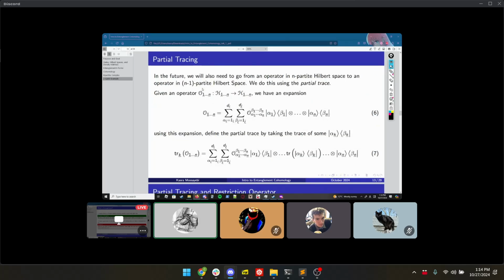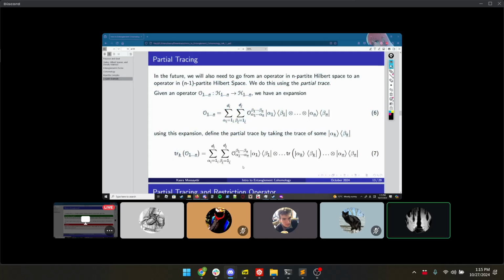There's also the case where we come to bipartite spaces and we have operators. Sometimes you want an operator in a bipartite Hilbert space to give us an operator in an n-1 partite Hilbert space. What we want to do is use the partial trace, so we partially trace out a subsystem. When we have an operator and this expansion, to get the partial trace with respect to some subsystem, all we do is find this factor here and trace it out, using the standard trace in the subsystem, and that gives us our partial trace.